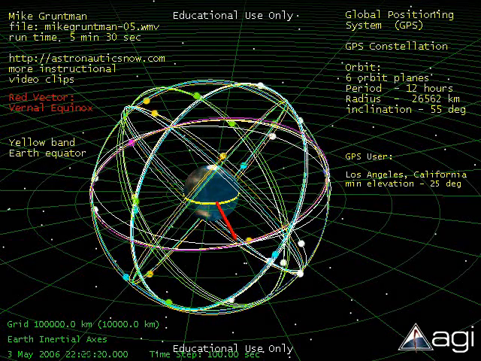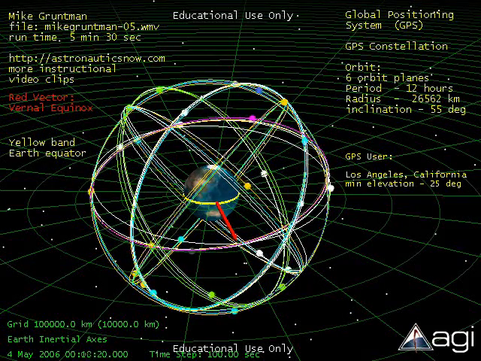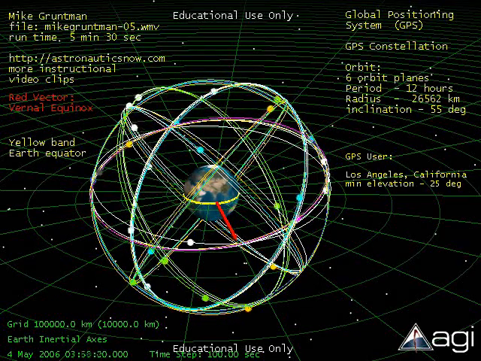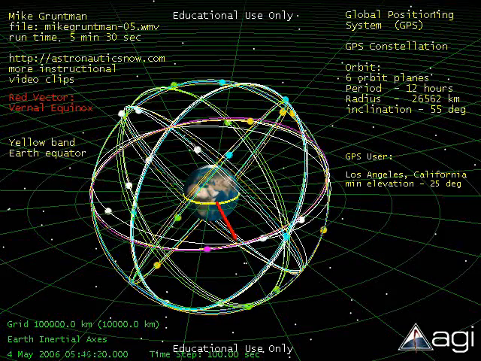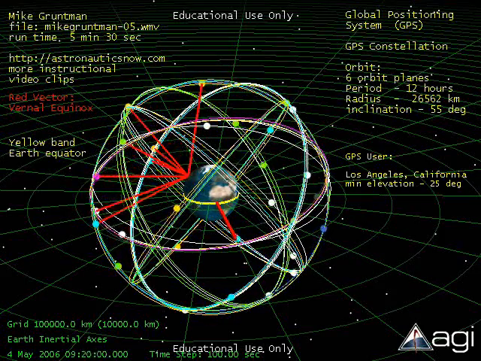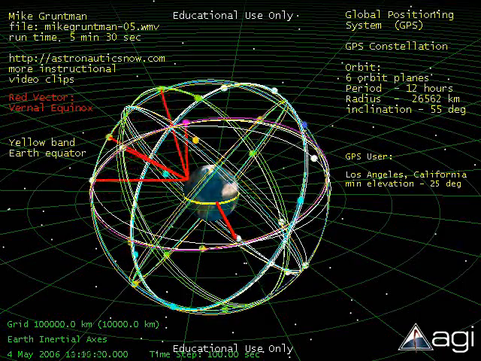In other words, 4 GPS satellites must be directly seen by the user, constrained by the minimal elevation angle. The elevation angle is the angle of the satellite over the horizon as seen from an observation point.